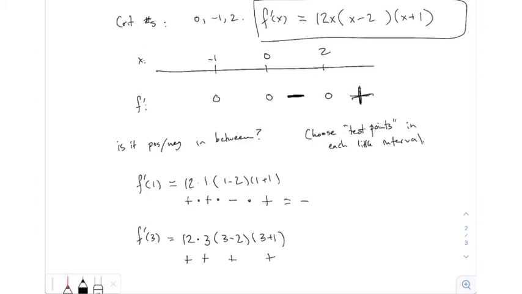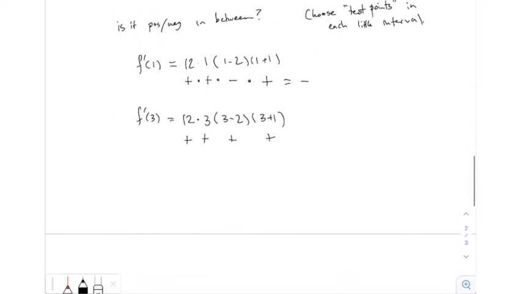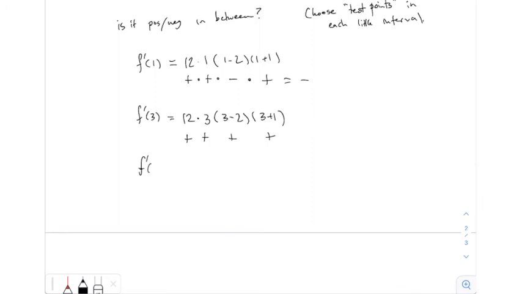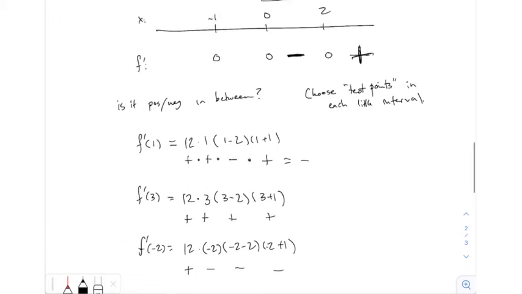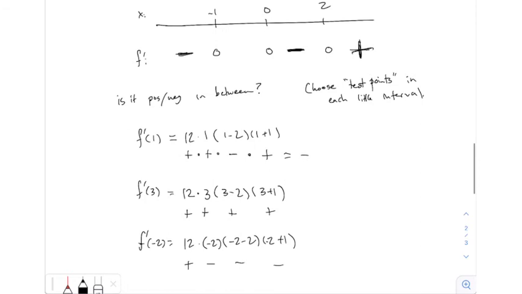All right? And we're just going to continue this. How about all the way on the far left? I'm going to choose minus 2, I guess, to the left of negative 1. So I do f prime of minus 2. That's 12 times minus 2 times minus 2 minus 2 times minus 2 plus 1. This is positive, negative, negative, negative. Those are 3 negatives, which makes a negative. So I get a negative over here.